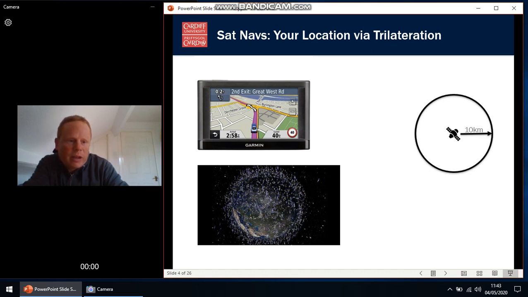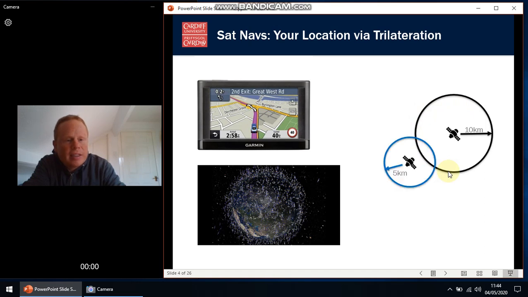So here we have a satellite that's outputting some signal. Let's say I received it a few milliseconds later, which means that I can calculate that it's 10 kilometers away. I know now that I am somewhere on the circumference of this black circle because I am 10 kilometers away from this satellite. Okay, so I'm somewhere here.